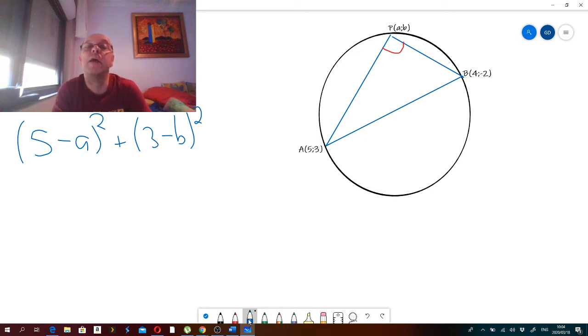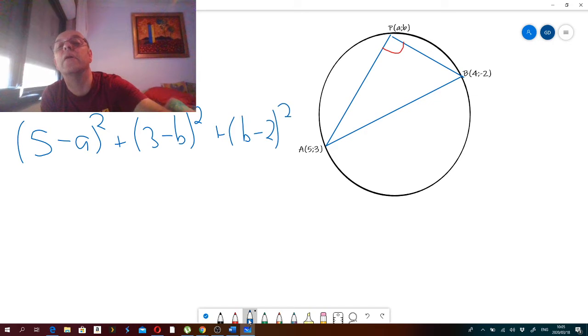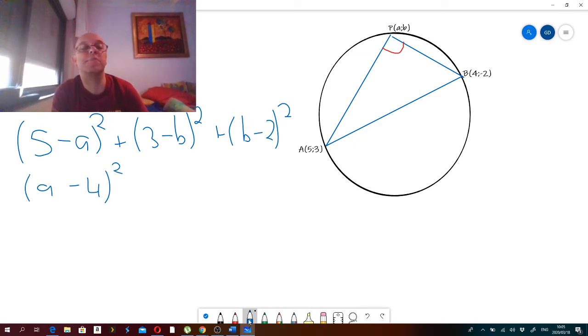Then we do the same for the PB side: b minus 2, all squared, for the y part, and for the x part, a minus 4, all squared. It doesn't matter which way round you do it; if you went 4 minus a or 2 minus b, that also is fine. Either way we've got those two y and x components added together, and we leave the square root sign out because we want that side squared.